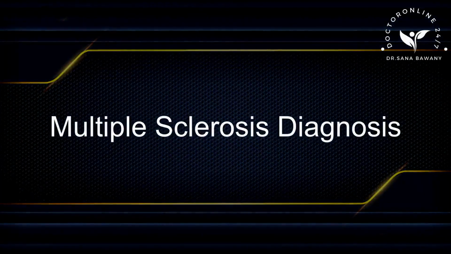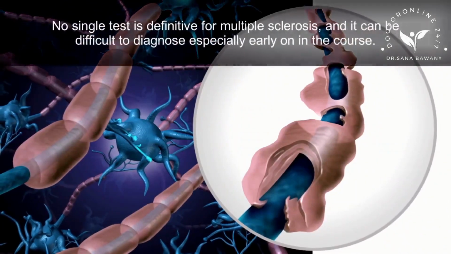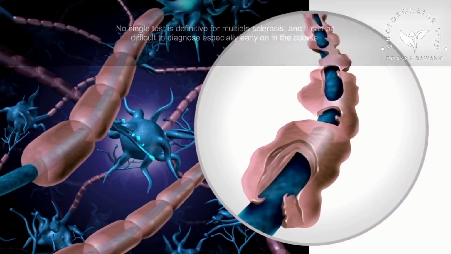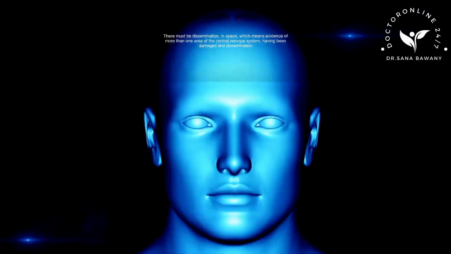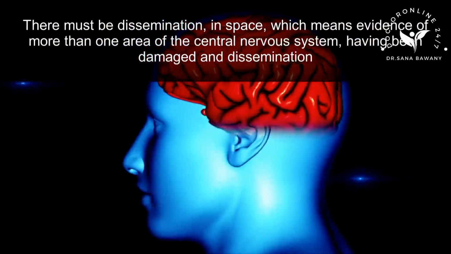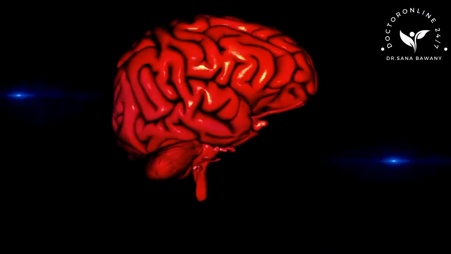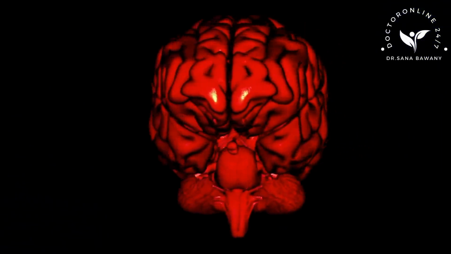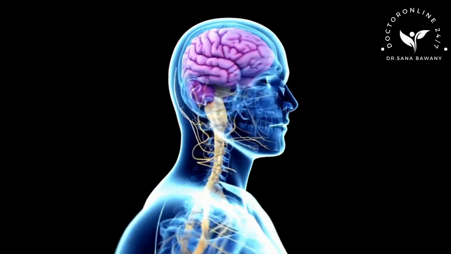Multiple sclerosis diagnosis. No single test is definitive for multiple sclerosis, and it can be difficult to diagnose, especially early on in the course. For a diagnosis there must be dissemination in space, which means evidence of more than one area of the central nervous system having been damaged, and dissemination in time, which means that the damage has occurred at different points in time.